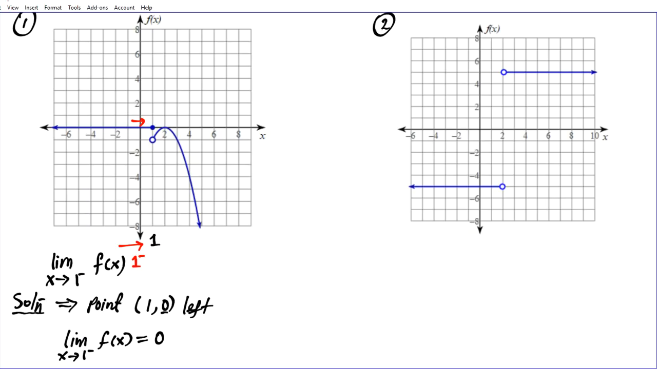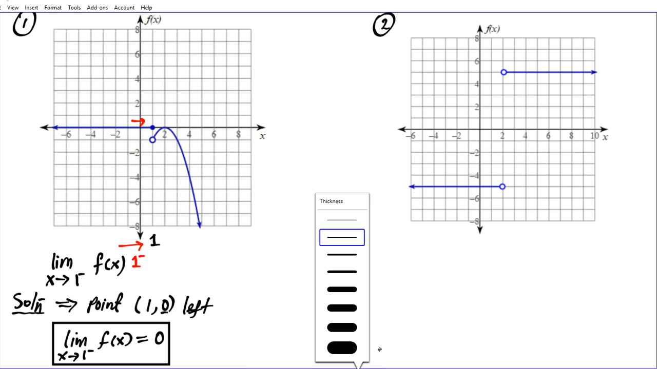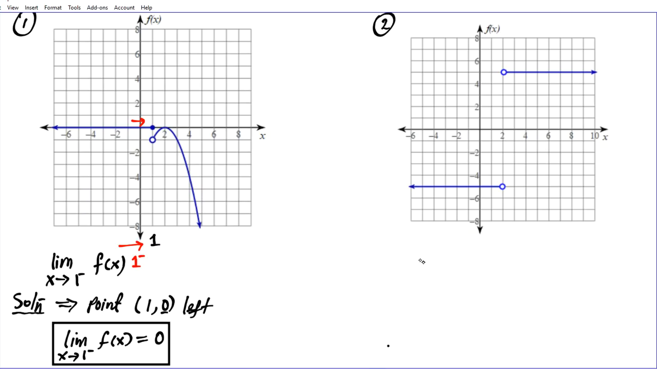What this basically means is, in this graph, when you get infinitely close to 1 from the left direction, the function is approaching the value of 0. Alright, let's take a look at question 2. What if we want to find the limit as x approaches 2 from the right of the function?